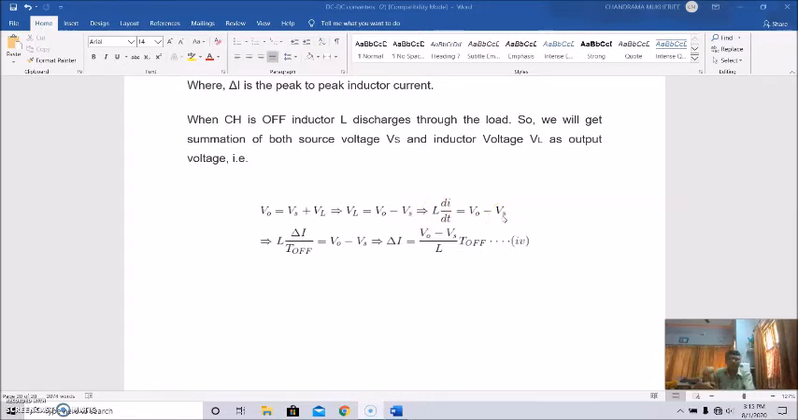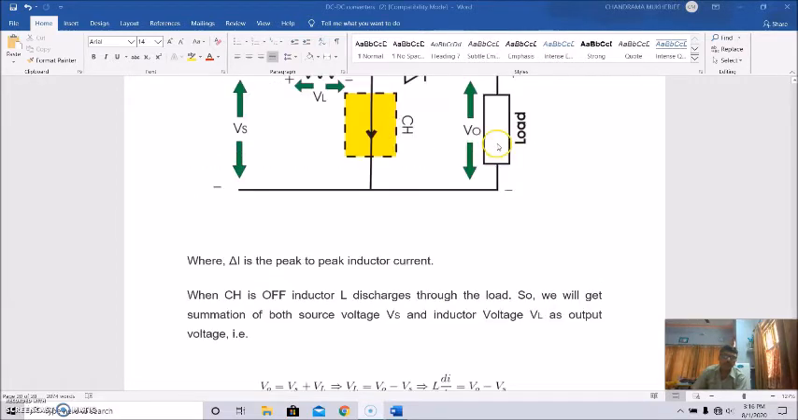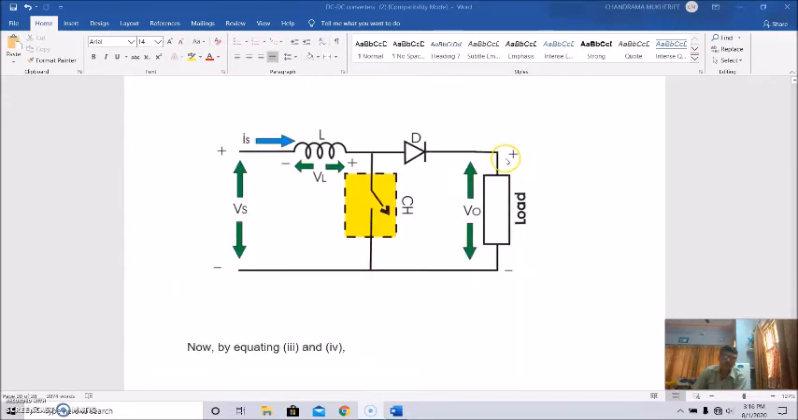So L di/dt should be equal to V0 minus Vs. So this will be equal to how much? L delta I over turn off will be V0 minus Vs. So delta I equals (V0 minus Vs) by L turn off. So if we equate equations 3 and 4, what will we get?